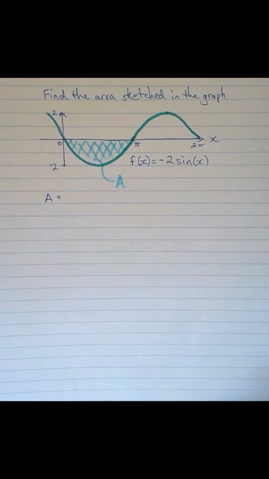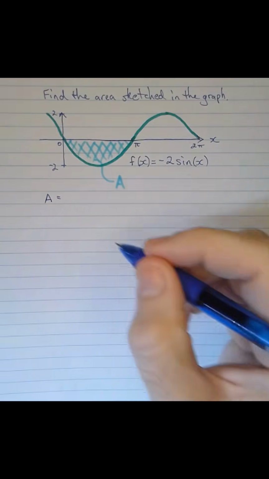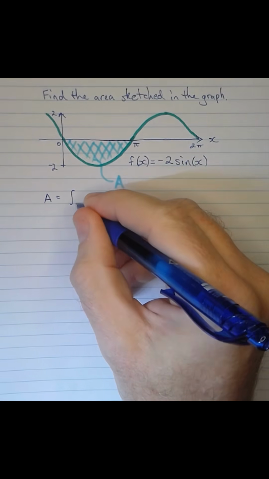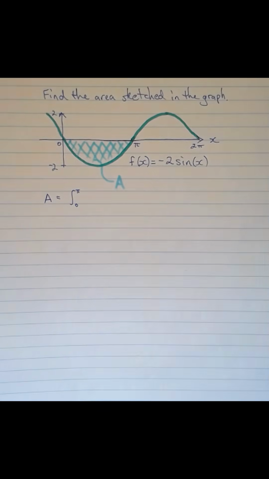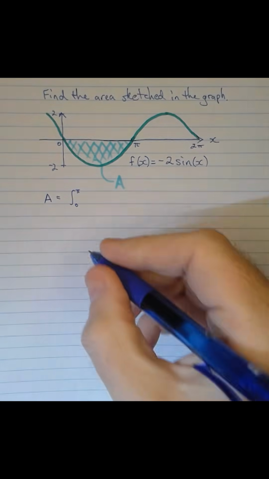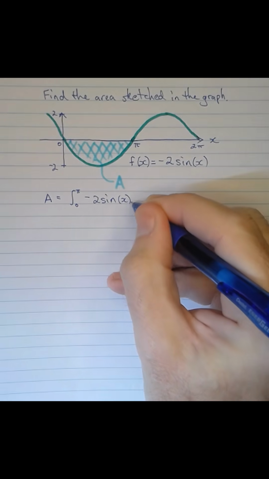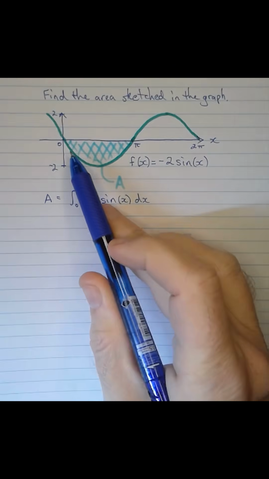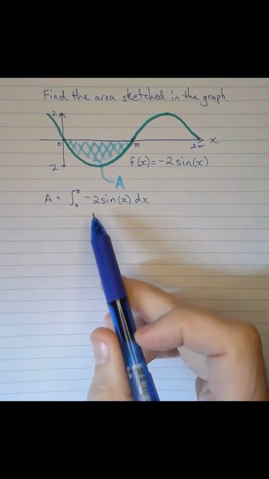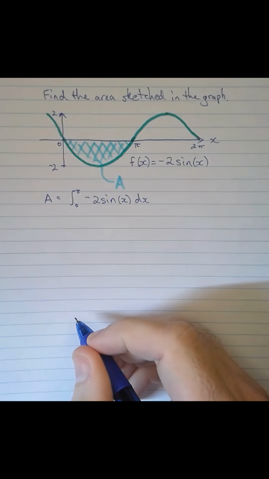Now, normally what we do in this sort of situation where there's no intersections between graphs or anything like that is just to say that the area is given by the definite integral over the limits in terms of x of the function itself, -2 sine of x in this case, with respect to x. Now, the issue with that in this particular case is, as you can see, all of the area lies beneath the x-axis. So if we went through and calculated this integral, which you'll see in a moment, it ends up being a negative value.